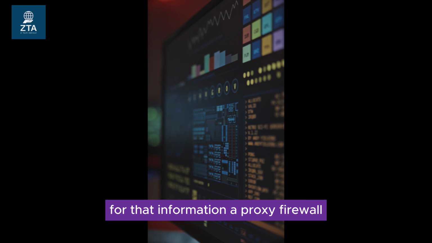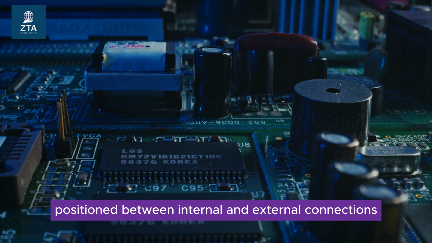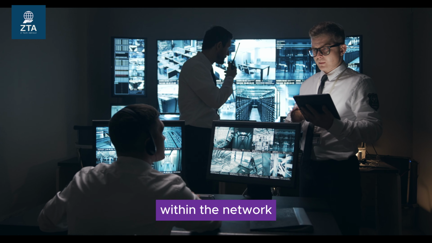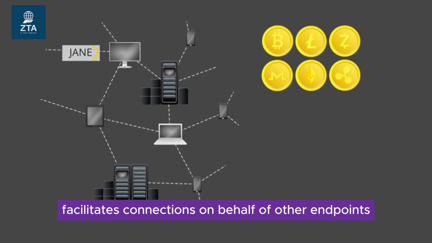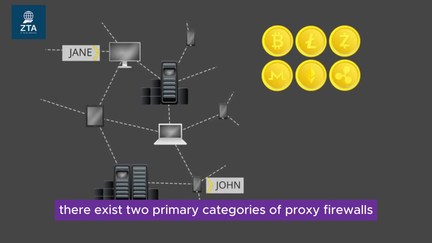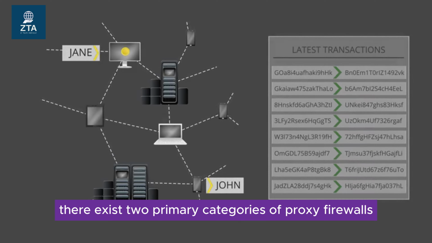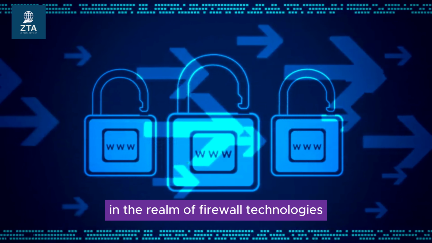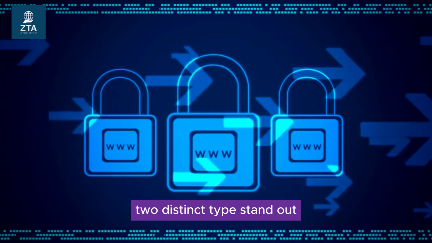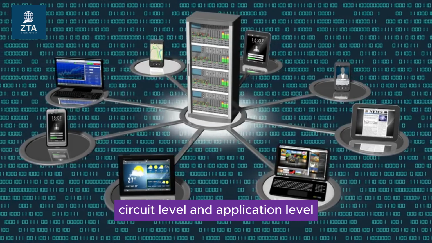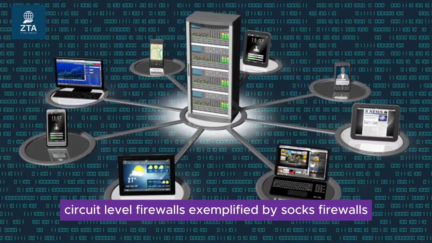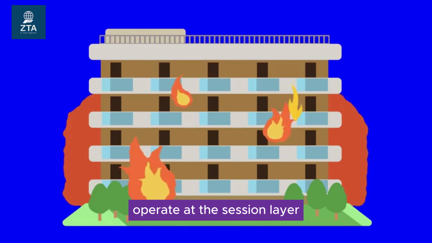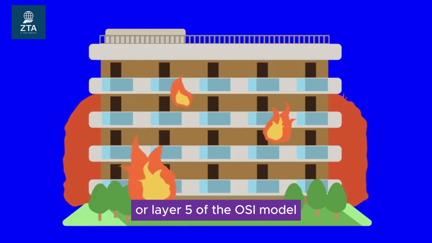A proxy firewall, positioned between internal and external connections within the network, facilitates connections on behalf of other endpoints. There exist two primary categories of proxy firewalls. In the realm of firewall technologies, two distinct types stand out: circuit level and application level. Circuit level firewalls, exemplified by SOCKS firewalls, operate at the session layer, or layer 5, of the OSI model.